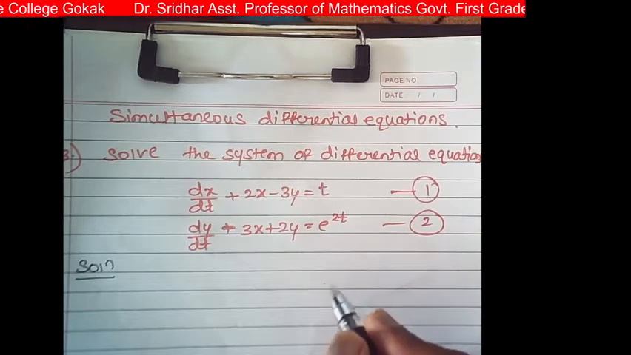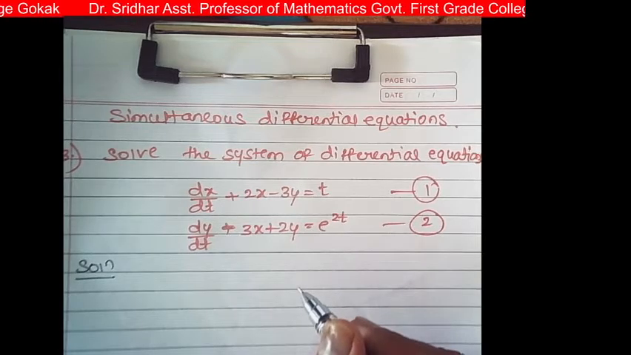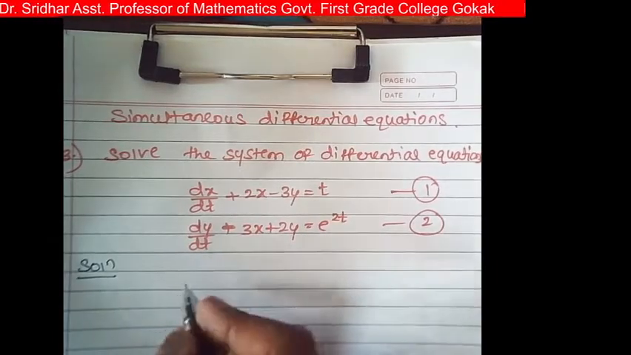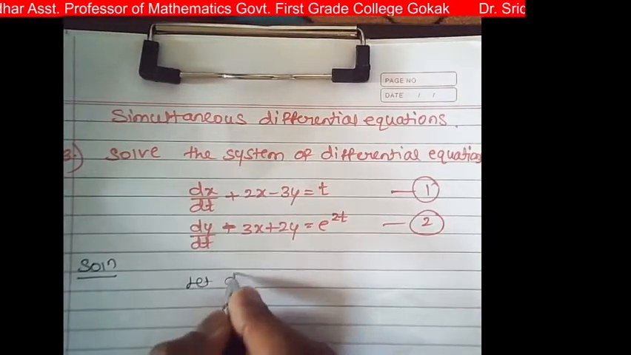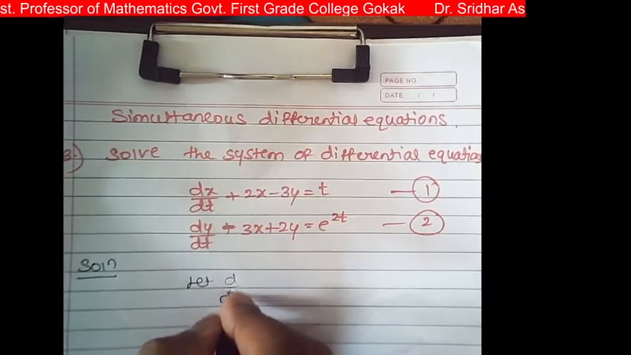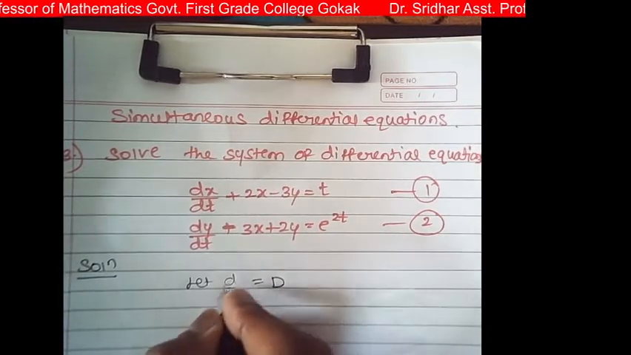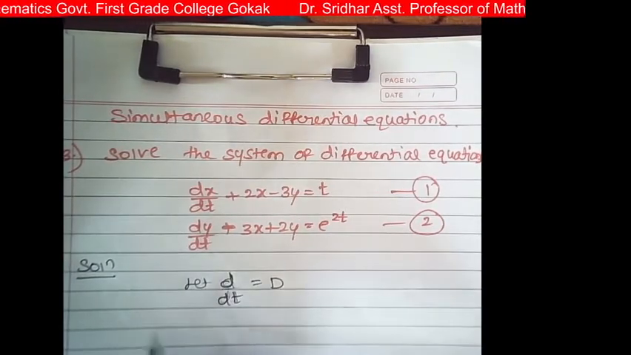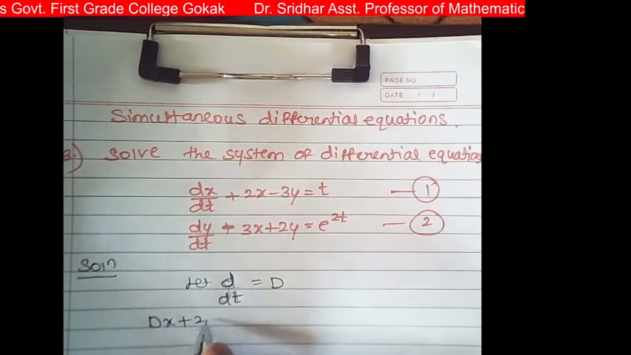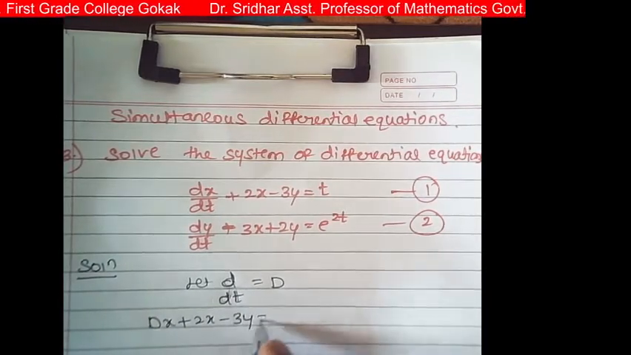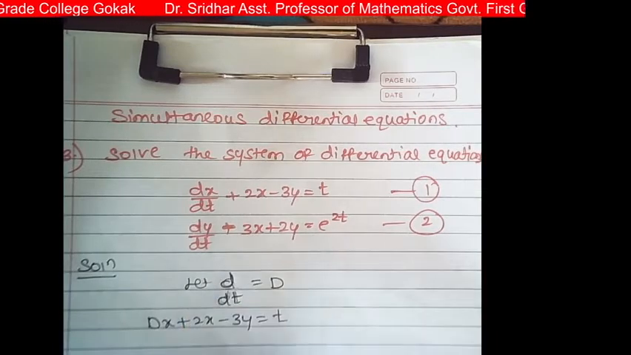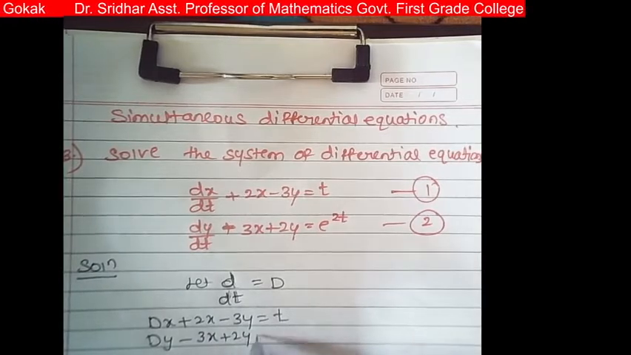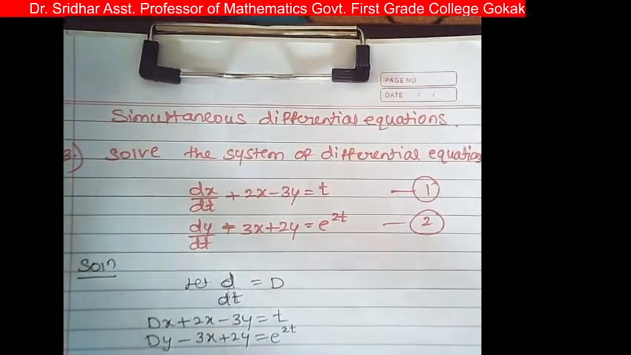Okay, so next we find the solution for these equations. So now in these equations let us denote d by dt equal to capital D. Then the equations become Dx plus 2x minus 3y equal to t, and similarly Dy minus 3x plus 2y is equal to e raised to 2t.